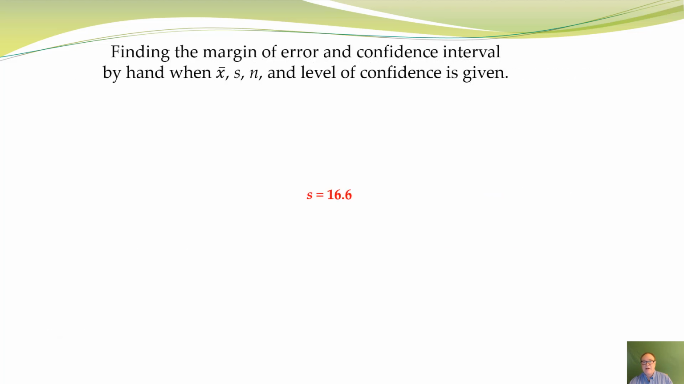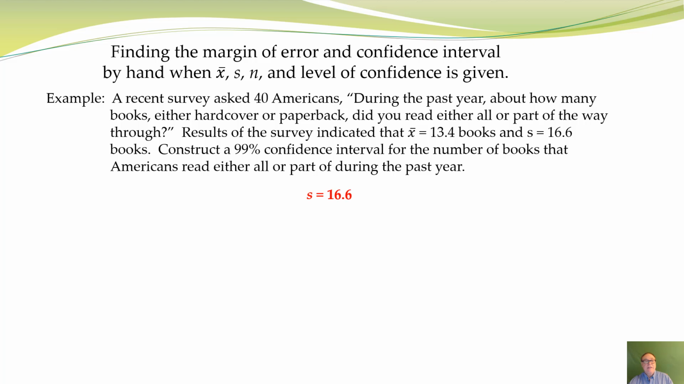Same as now, finding the margin of error and confidence interval by hand when x bar, s, n, and the level of confidence is given. Well, s already showed up early. Okay, so a recent survey asked 40 Americans during the past year about how many books, either hardcover or paperback, did you read either all or part of the way through. Results of the survey indicated that x bar was 13.4 books and s was 16.6 books.